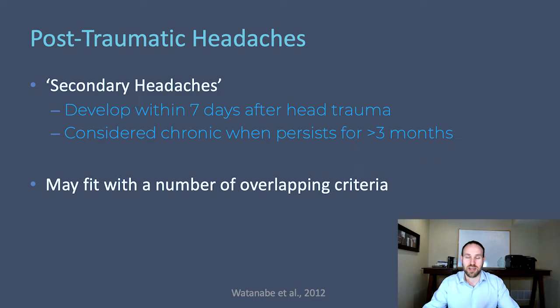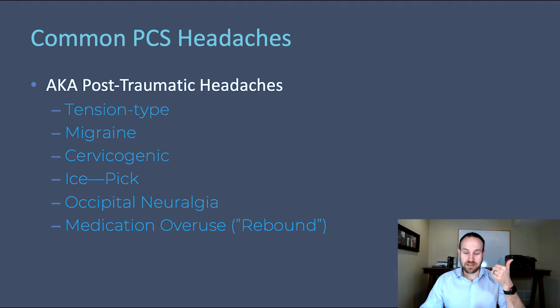And there's probably a lot of concussion patients that are listening and watching this right now that have had headaches for months to years. And these headaches can fit with a number of different overlapping criteria. So they're termed post-concussion headaches, but they fit in the path of a whole bunch of different types of headaches, I should say. So the most common post-traumatic headaches, again, are tension type, migraine, cervicogenic, ice pick headaches, occipital neuralgia, and something called medication overuse or rebound headaches. And I'm going to talk about each one of these, okay? So that's how this is going to go today.